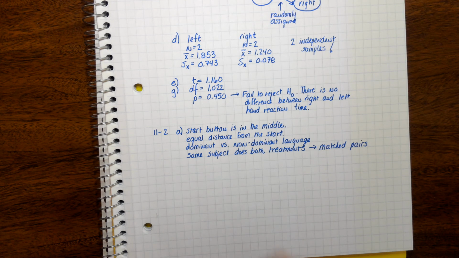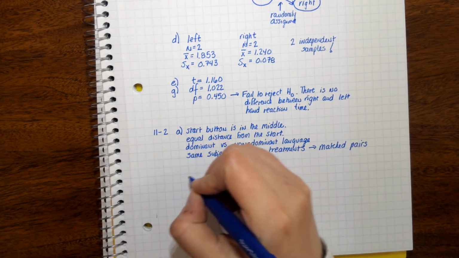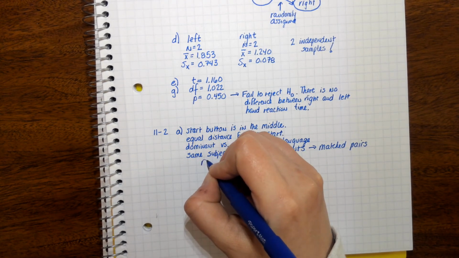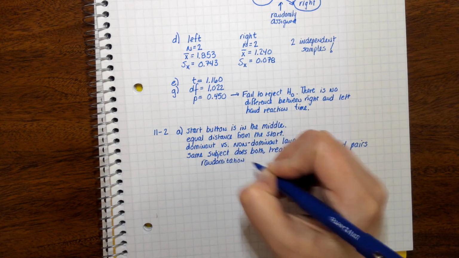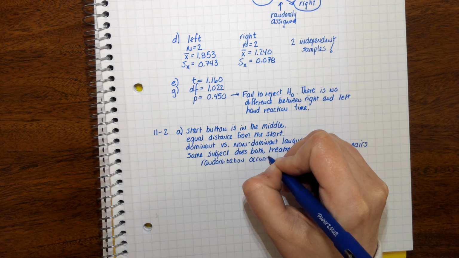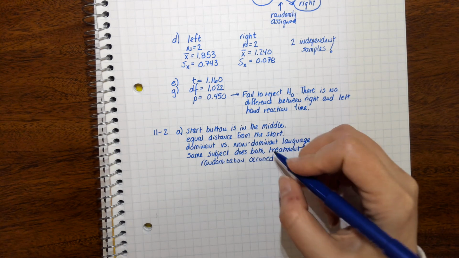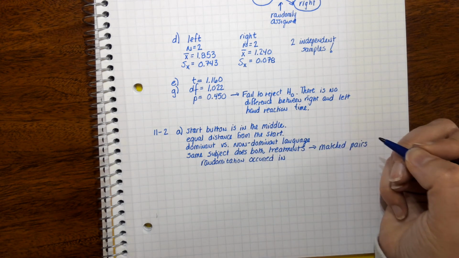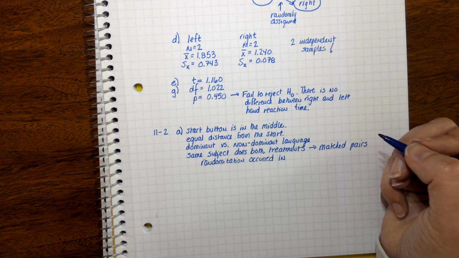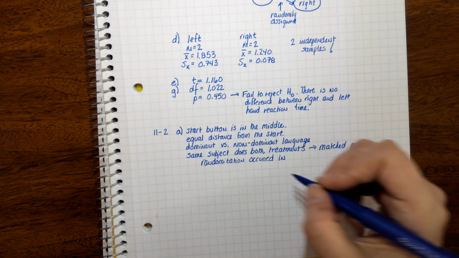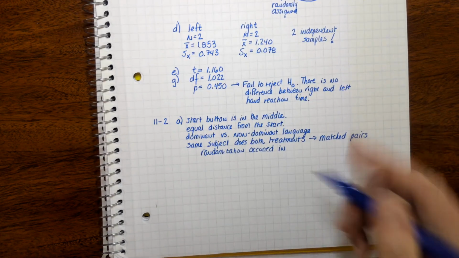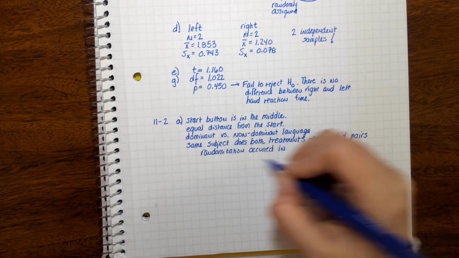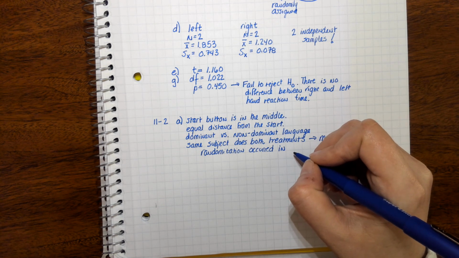The randomization occurred in the order of treatments. Although I think, did anyone in my family go non-dominant first? I don't know, but the randomization was in the order. Remember that streaks happen all the time in random situations, so that's not a big deal.